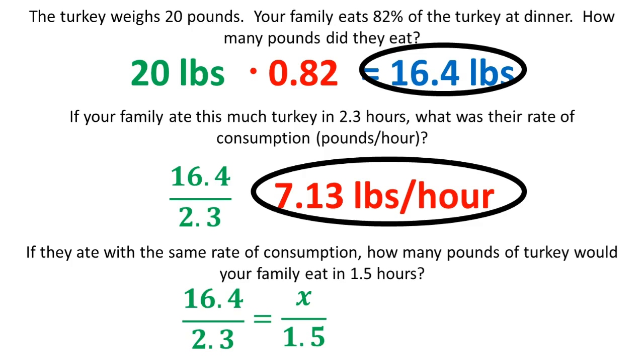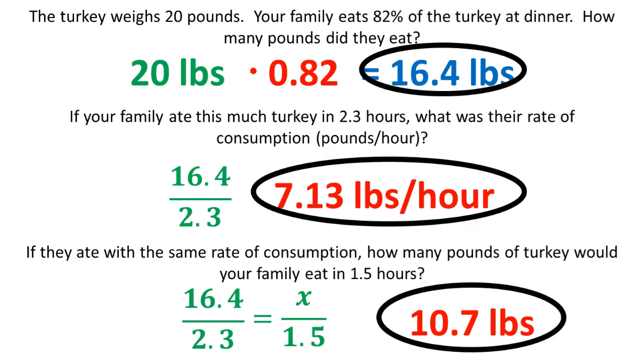If it helps, label the numerator and denominator. Label what units or what variables they represent. When I have a proportion, I cross multiply. 16.4 times 1.5 divided by 2.3 gives me 10.7 pounds. Think about what this value represents. This represents how much turkey they would eat in 1.5 hours. Check if it's a reasonable answer. 1.5 hours is less than 2.3 hours, so 10.7 pounds is a reasonable answer. It's less than 16.4 pounds.